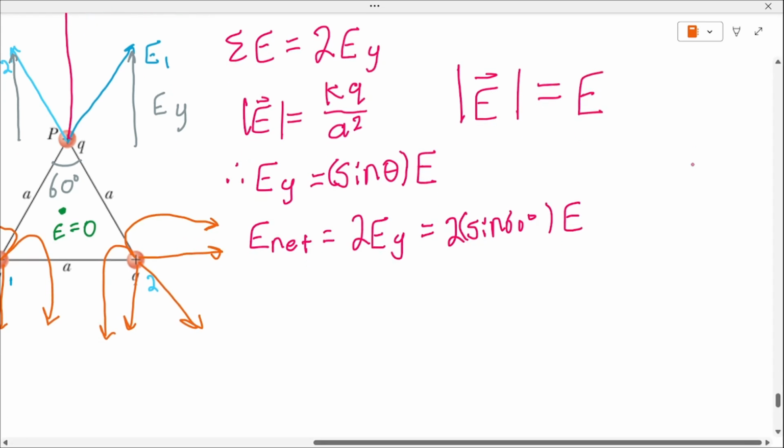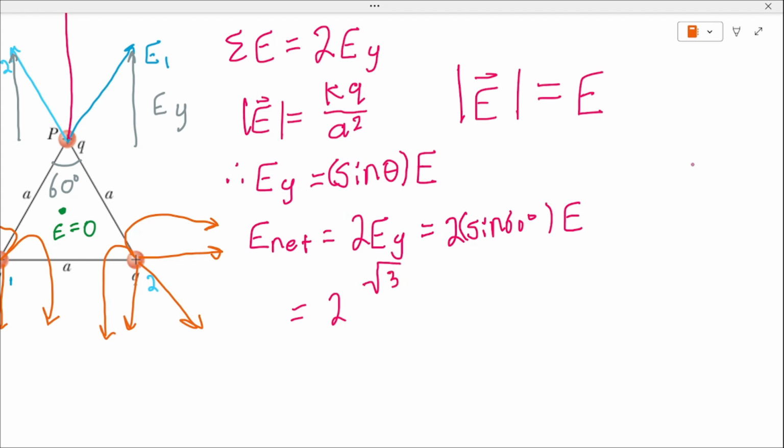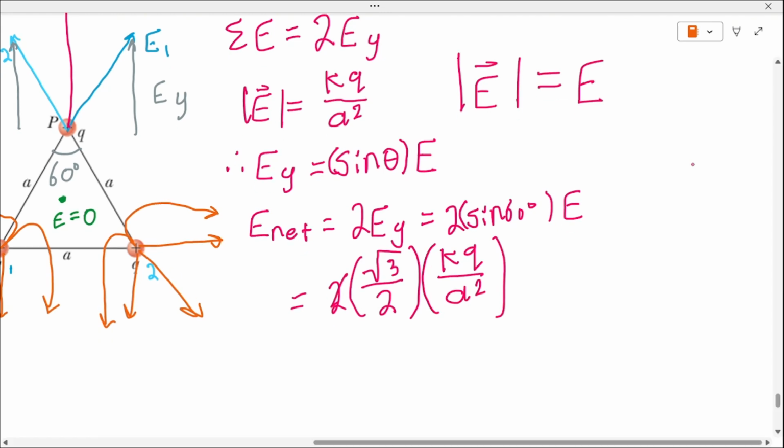So, back to the problem. The net field is equal to 2 times EY, which is equal to 2 times the sine of 60 times the magnitude of E. And E is equal to KQ over A squared. So this equals 2 times root 3 over 2 times KQ over A squared. And the two 2's can cancel or reduce to 1.